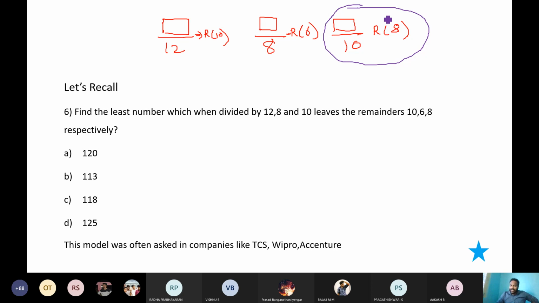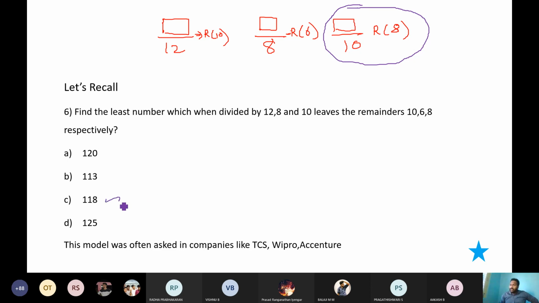Can you please tell me what is the answer using that logic itself? A number which when divided by 10 should leave the remainder 8. Which one gives us 8 as the remainder when divided by 10? Very good, Radha, Darshan, Shyam and Nitish. So definitely the answer is 118.